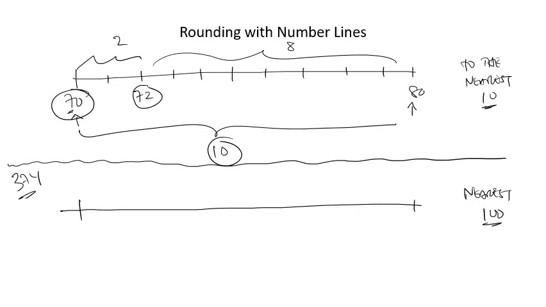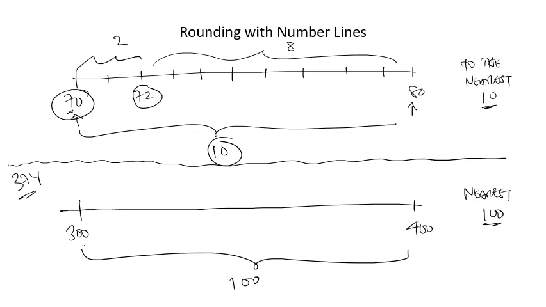And so now we're going to the nearest 100. And so now we know that we want multiples of 100. Because they're multiples of 100, this distance will be 100. And so 374 is going to be between 300 and 400. And so here's my 350. 1, 2, 3, 4. 1, 2, 3, 4. And so now we have to think about where this number is going to be.